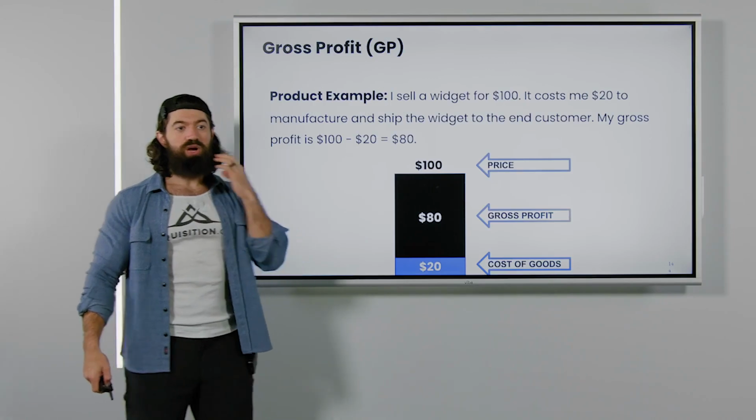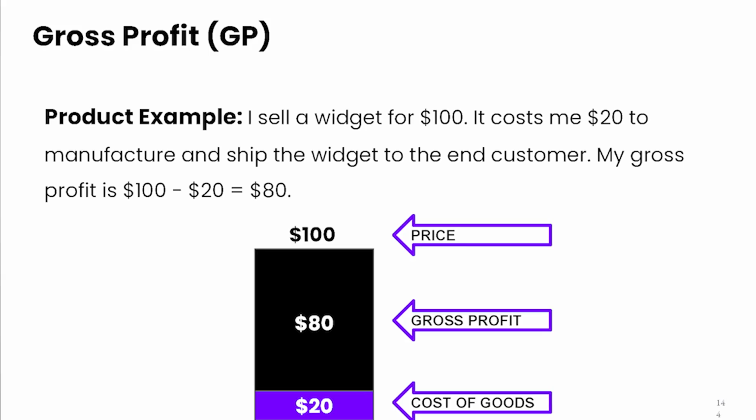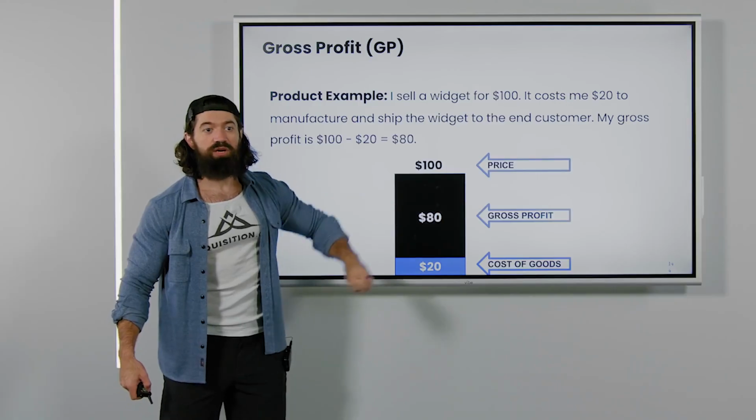So here's gross profit, how we calculate it. So here's a product example. If I sell a widget for $100, it costs me $20 to manufacture it and ship the widget to the end customer. All right, so my gross profit is 100 minus 20, $80. This is what's left over. This is my gross profit.